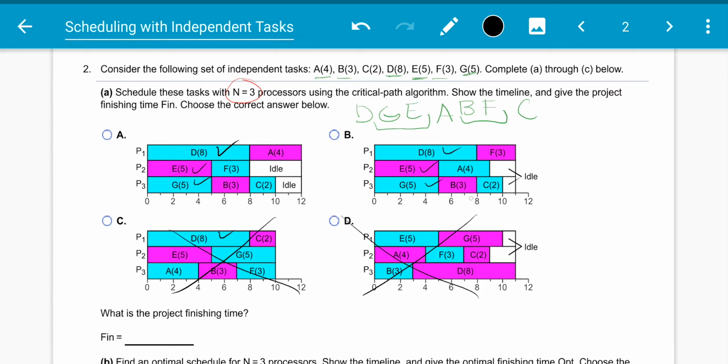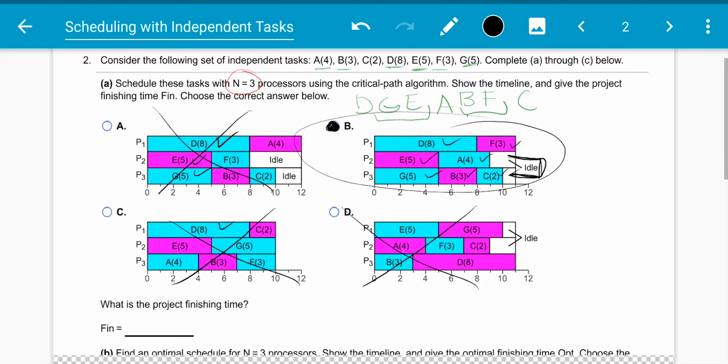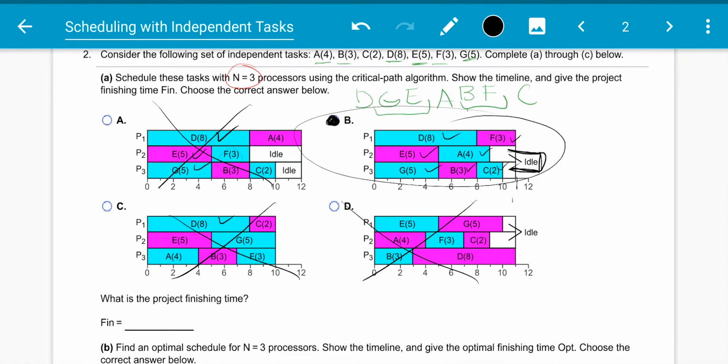Now we're going to have A. A needs to start next. This one doesn't start A until over here, so we can eliminate that one, and our answer is B. So this is our answer. We start A, then we start B or F, and then we do C last, and we have a little bit of idle time right here. Because they were both the same, we'd have to push it to the end. So our total finishing time for this one is 11.